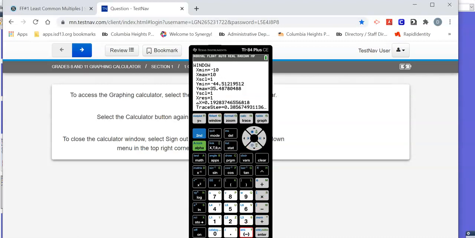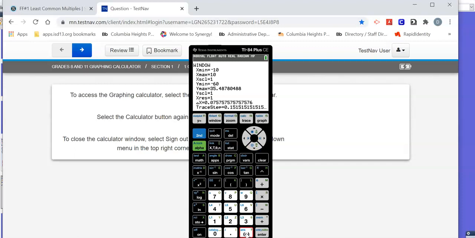Negative 10 to 10, scale of 1. For our y minimum, I'm going to go with negative 60. And again, you have to hit the negative symbol on your calculator. You can't type in the minus sign because it thinks you're subtracting. And then for the y maximum, we don't need to go up incredibly high.